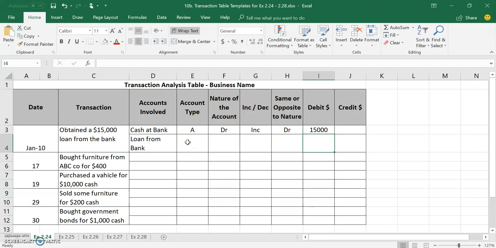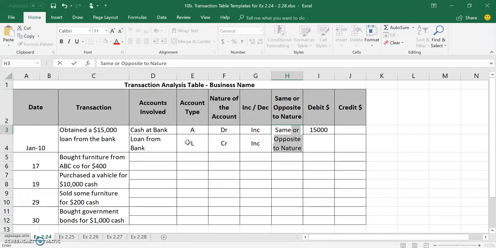Okay, my loan from my bank is a liability. Okay, they're going to want that money back at some point. Liabilities, as we know, are credit in nature, and that liability, when I borrowed the money, is increasing. Okay, so I am going to then keep that. Actually, I'll change this up here to call that the same. Okay, with my liability, that is increasing as well, so it's going to be the same as my nature. Okay, so I am going to credit the $15,000.